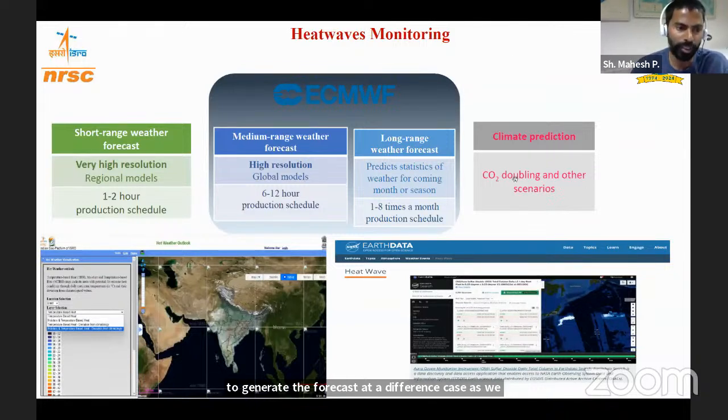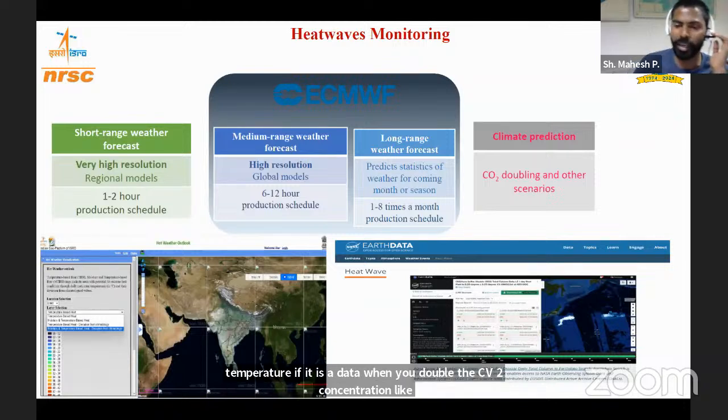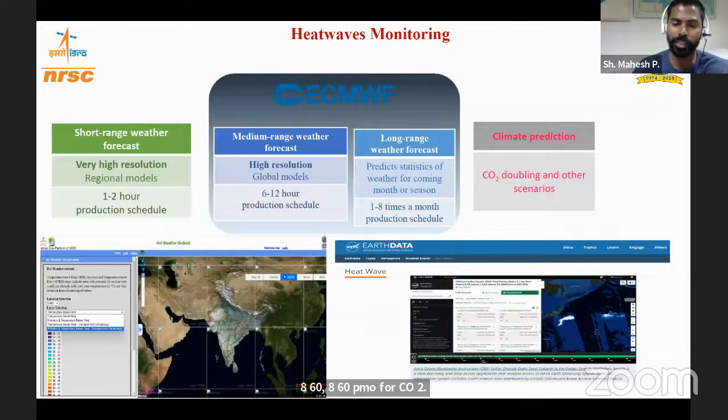And climate prediction. We know the concept of doubling of CO2. Today CO2 levels have touched close to 430 ppm, the 2023 annual mean. So with 430 ppm, how much is the rise in atmospheric surface temperature, the delta, when you double the CO2 concentration to 860 ppm? What would be the temperature rise?